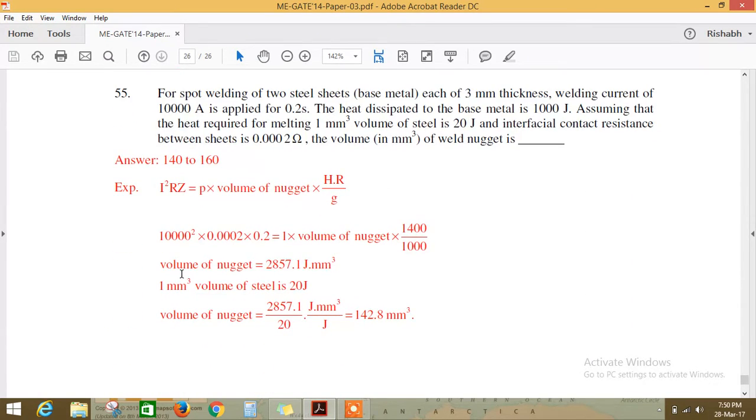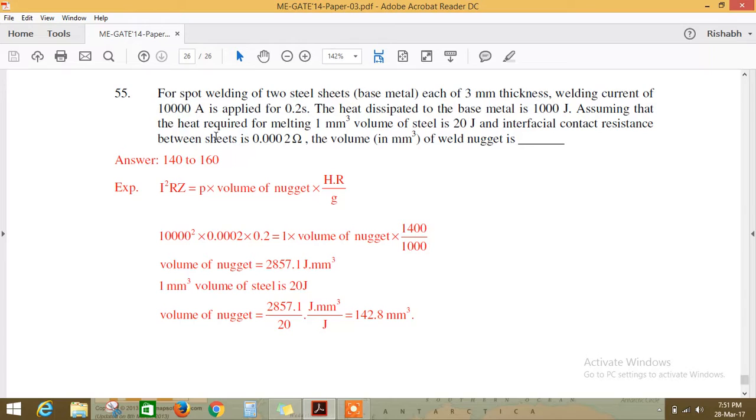And the last question is from the welding chapter. For spot welding of two steel sheets, each of 3 mm thickness, a welding current of 10,000 ampere is applied for 0.2 second. Spot welding is basically a resistance welding. The heat dissipated to the base metal is 1000 joule. Assume that the heat required for melting 1 millimeter cube, this is heat density you can say, is 20 joule, and the interfacial contact resistance between the sheets is 0.0002 ohm. Find the volume of the weld nugget.